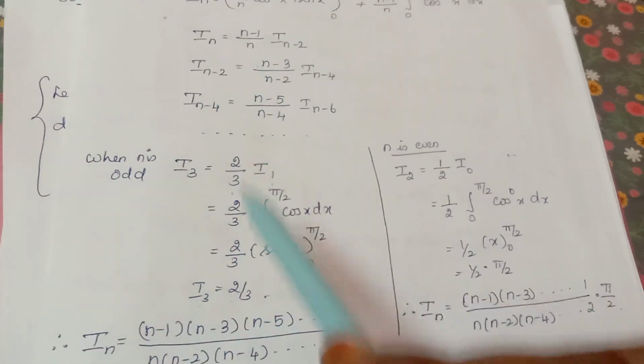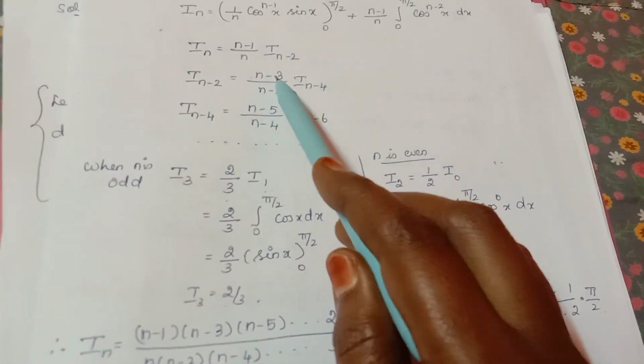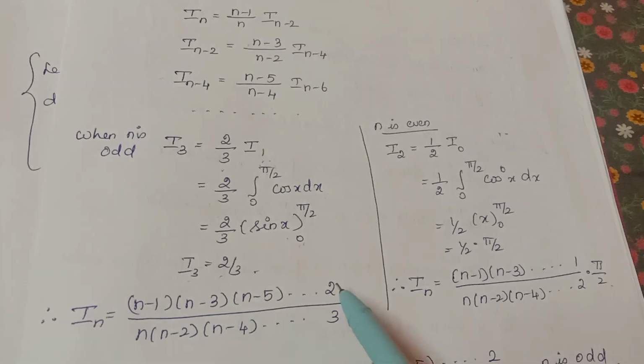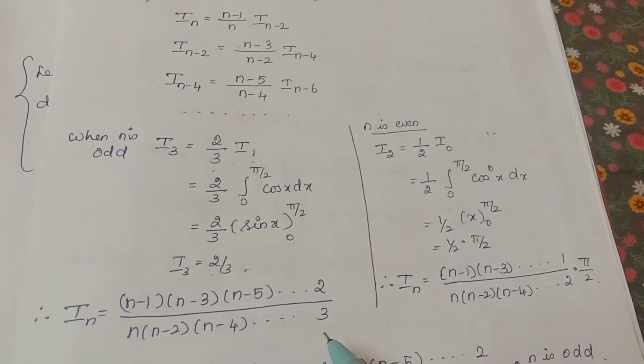So what will be the reduction formula? (n-1)/n into (n-3)/(n-2) into (n-5)/(n-4), etc., up to the final term, which will be 2 by 3 when n is an odd integer.